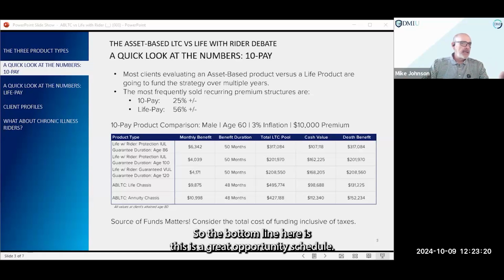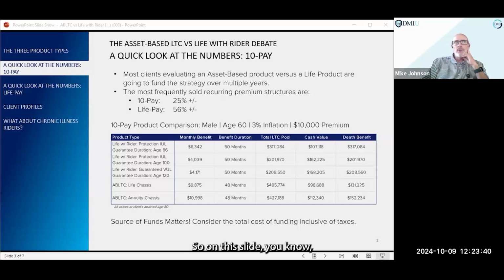So the bottom line here is this is a great opportunity. Schedule an annuity review with your clients. It will really help you establish yourself as that trusted advisor, and help your clients make the most of those assets and create better tax efficiency overall.